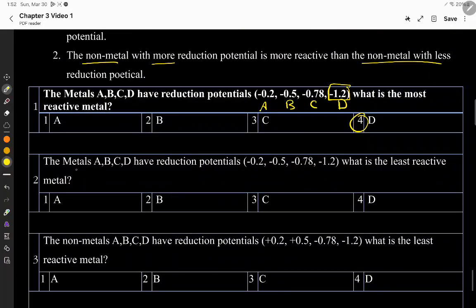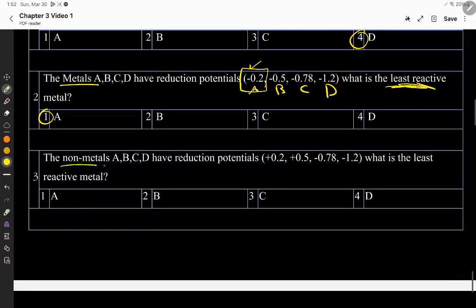Let's see here. The metals A, B, C, D have reduction potentials as shown. What is the least reactive? For the least reactive, we will choose the higher value, the more reduction potential. Which one has the most reduction potential? This one has the highest value of reduction potential, so this is the least reactive. This is the most reactive, the highest negative. The least negative is the least reactive.